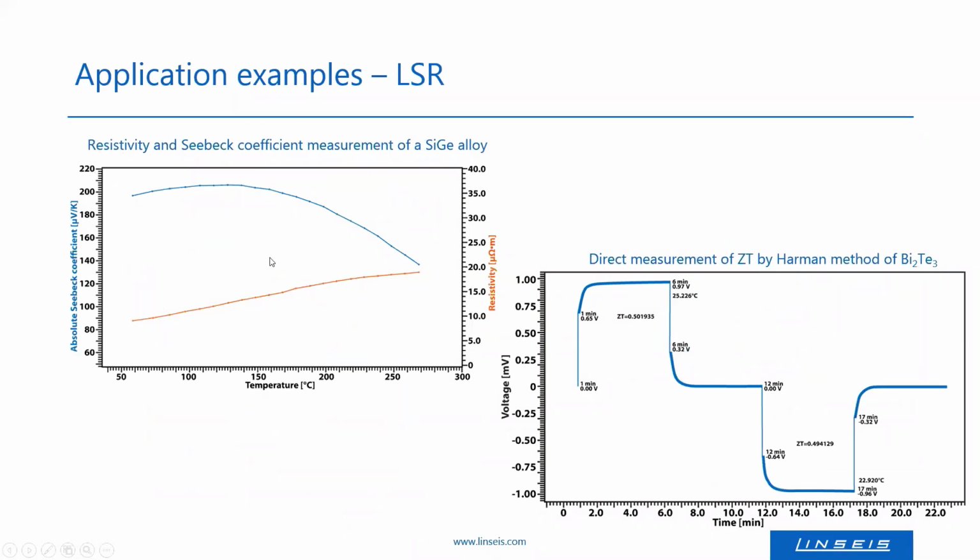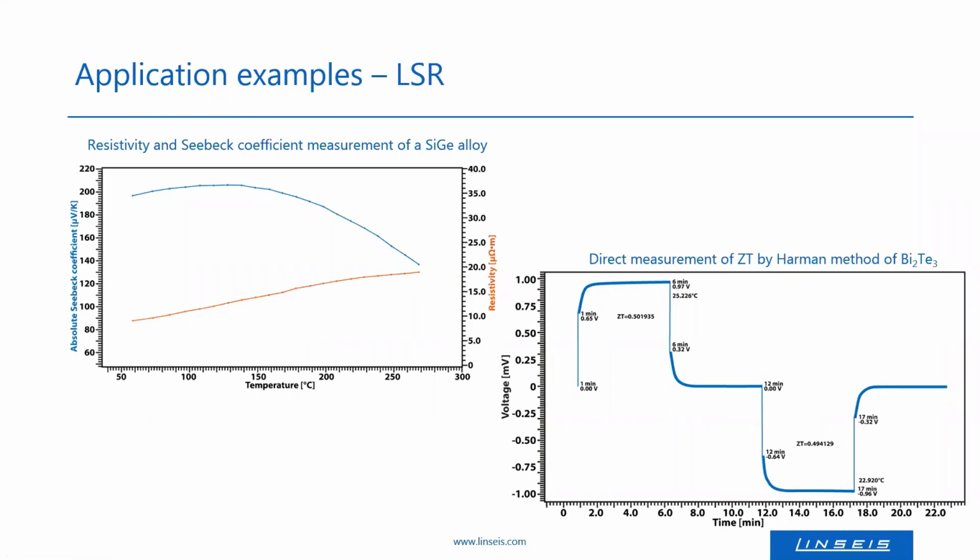So here on the top, you can see an example for a resistivity and Seebeck coefficient measurement done by LSR of a silicon germanium alloy in a temperature range from 50 degrees Celsius to about 270 degrees Celsius. And here one can see that the resistivity of this material is increasing with temperature, and the Seebeck coefficient firstly slightly increases and then decreases with temperature.